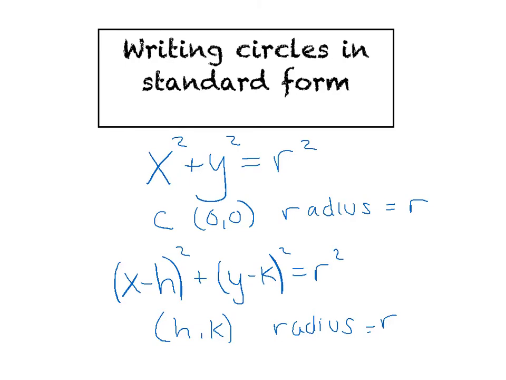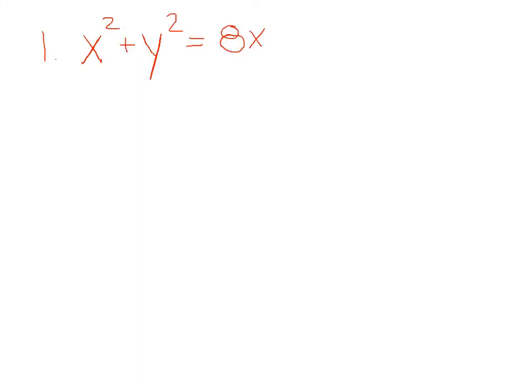So today you're going to see equations that don't look this way. We have to convert them into standard form. So let's take a look at our first example. Example 1, x squared plus y squared equals 8x. So I hope you still recognize that this is a circle.